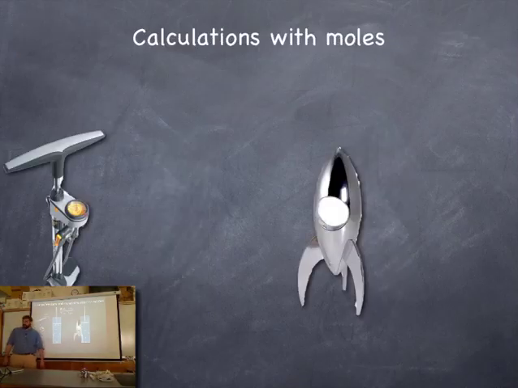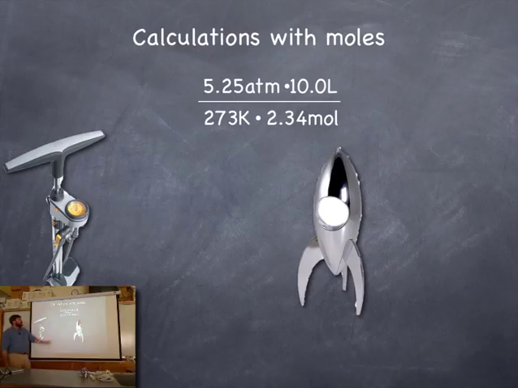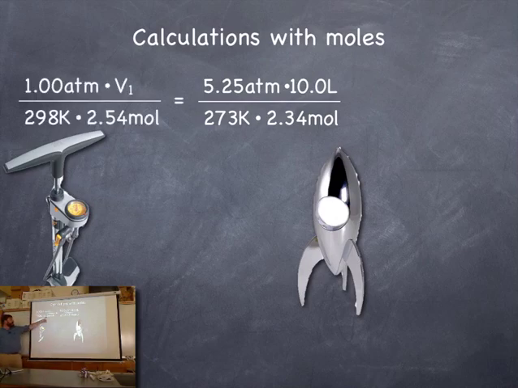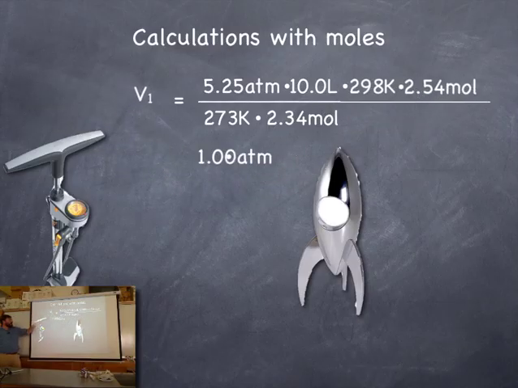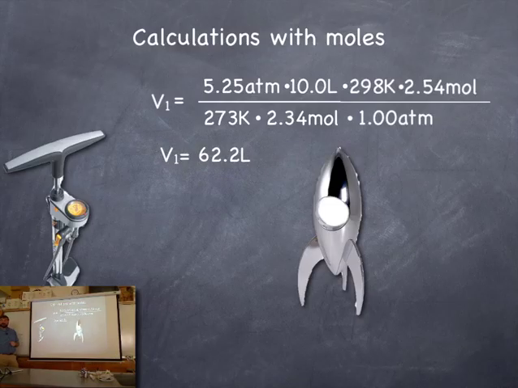The moles went down. So we know our rocket: 5.25 atmospheres, 10 liters, 273, and we need 2.34 moles of gas particles. Now our pump, to accommodate the loss of water, has to have 2.54 moles. That's the water that's going to freeze out. Okay? 1 atmosphere, 298. Again, we want to solve for V. What do I got to do? I've got to isolate that variable. Take these guys, we're going to move them up to the top over there. We're going to take the 1 atmosphere, put it on the volume, and we can solve.